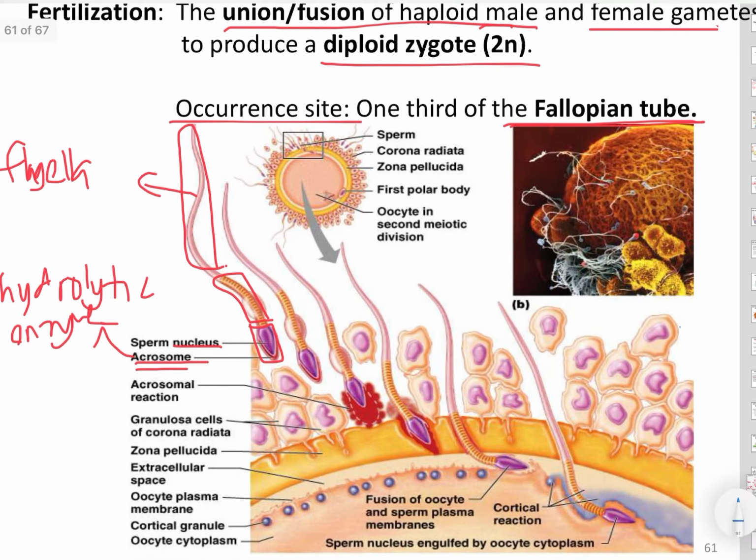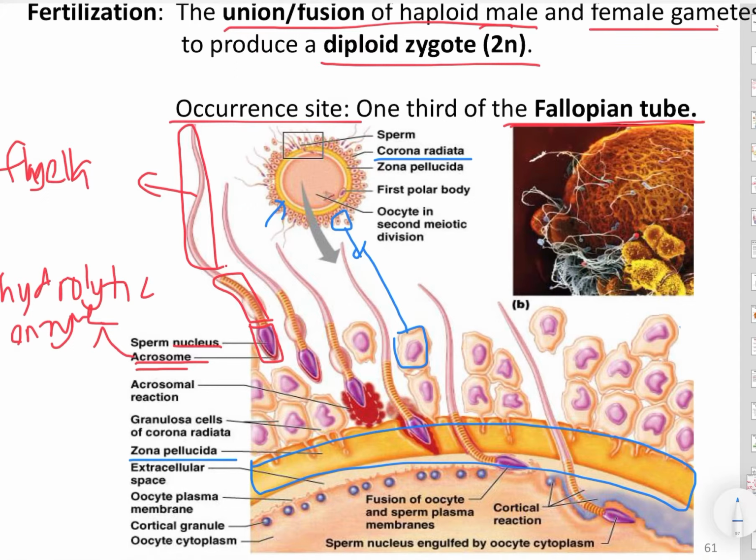Now we're going to look at the structure of the secondary oocyte. We start with this cell, this one. This cell is called the corona radiata. And then the second layer, the yellow one here, is the jelly-like structure that we call the zona pellucida. This layer is very crucial in the fertilization process.